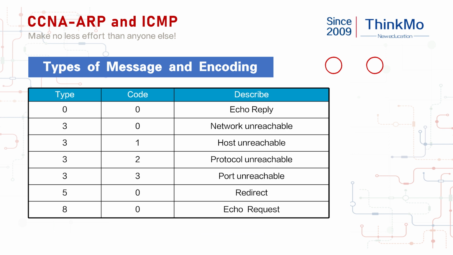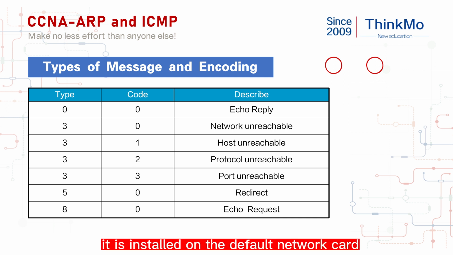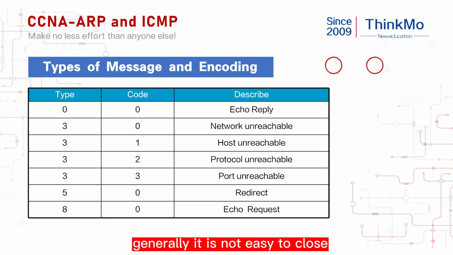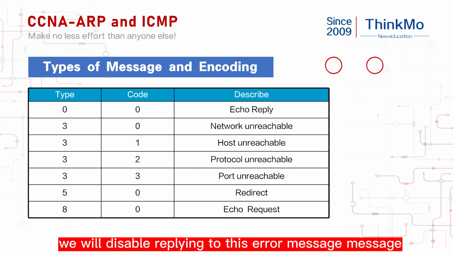But usually, UDP and TCP protocol unreachables are very difficult to catch, because these public protocols are installed on the default network card. Generally, it is not easy to close them, so I can't catch this. In addition, we will disable replying with this error message.